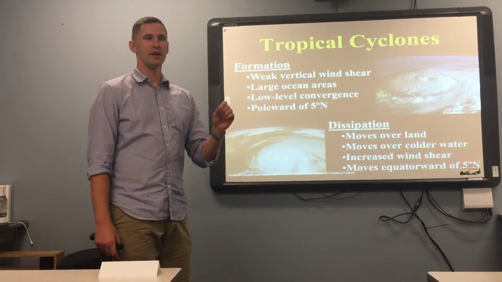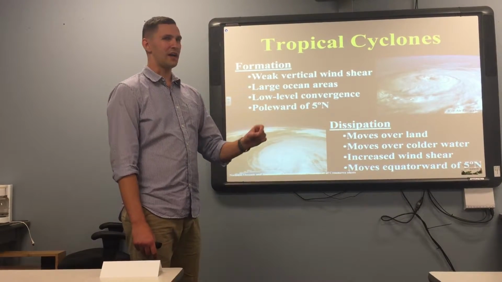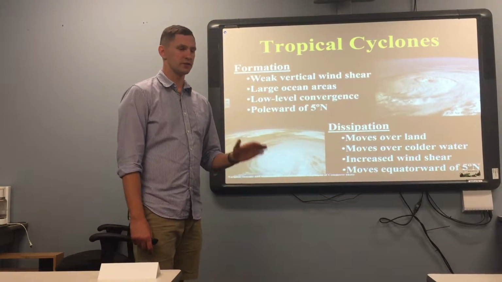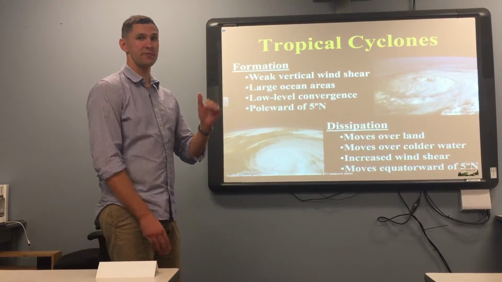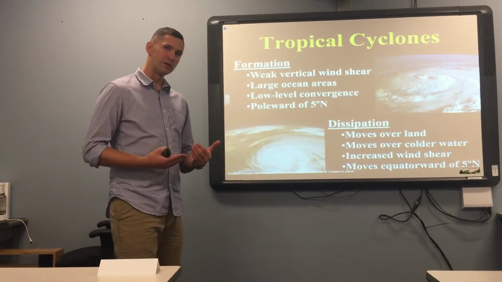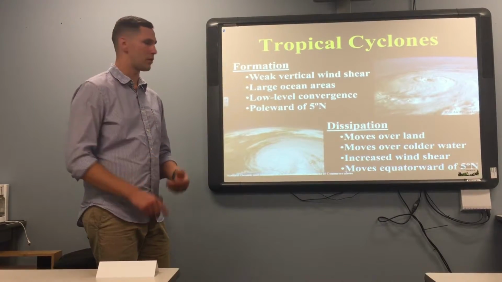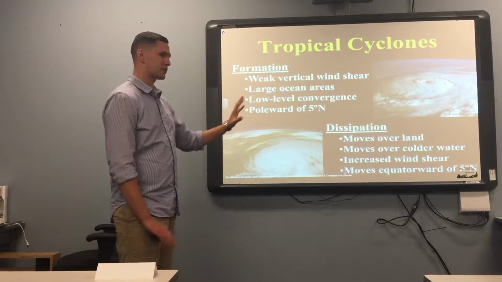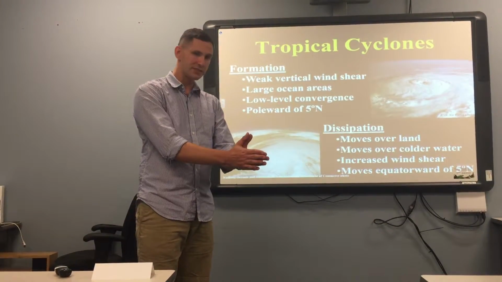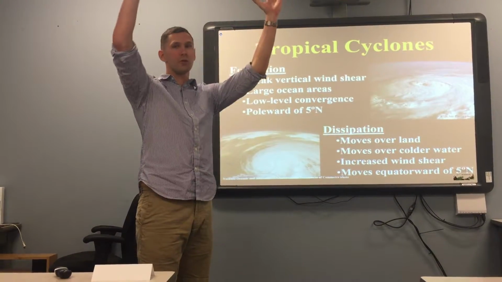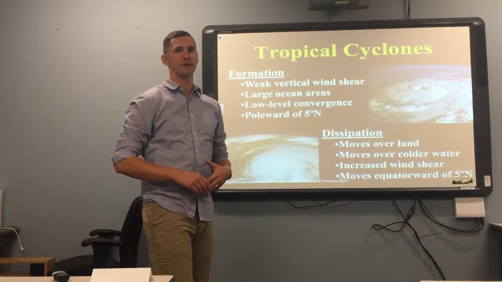There needs to be lots of moisture and warm waters. Warm waters need to be 80 degrees Fahrenheit for a depth of 200 feet to provide that fuel to fuel that storm. Low-level convergence, that simply means that winds need to be pushing together at the surface to create upward vertical motion. We call that the chimney effect in weather.